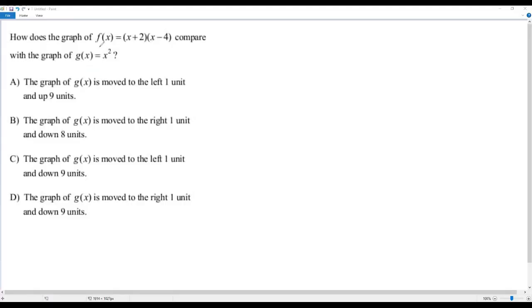For that, we have to write the function f(x) in vertex form. The vertex form is f(x) = a(x - h)² + k. Once we write the quadratic function f(x) in vertex form, it has to be compared with the parent function g(x) = x². Then we can understand the transformations which have to be applied to the parent function to get the function f(x). That's what we have in the answer choices: the transformations which we have to do in g(x) to get the graph of the function f(x). So how do we get the vertex form of the quadratic function f(x)?